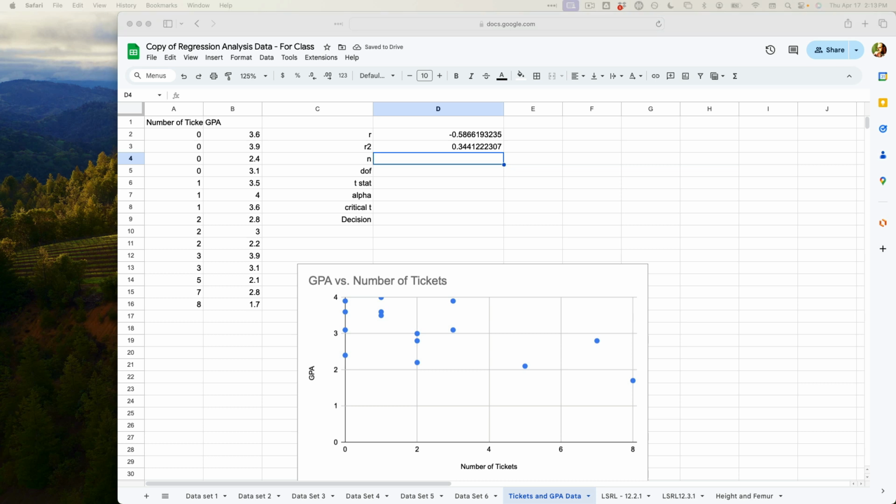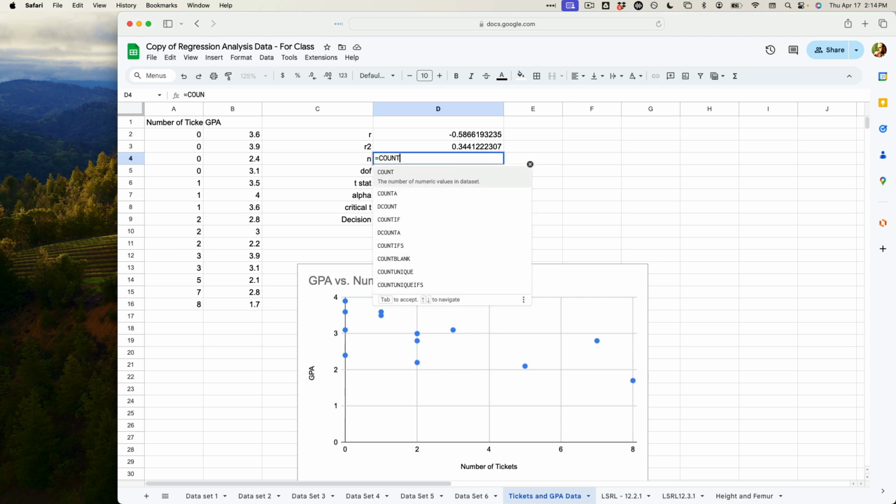Never mind. Now n is my number of points. So how do you get the number of points variably? What if I have 50 data points or 1,000? I don't have to worry about that. So, count. Yes, thank you so much. So we're going to do equal count.